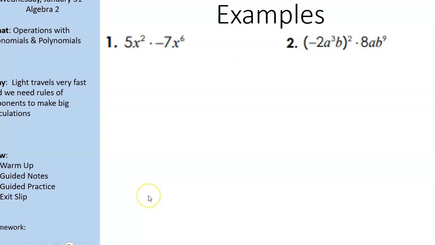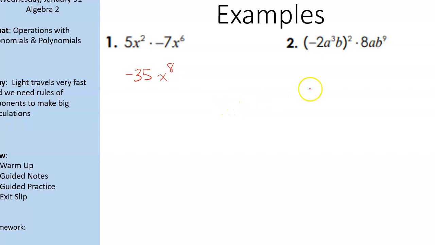So let's do some examples. We have 5x squared times negative 7x to the 6th. 5 times negative 7, we're going to just multiply that like normal, that's negative 35. X squared times x to the 6th, we're multiplying, so we're going to add our powers, so that is x to the 8th. And I can't simplify anything else, and that is my answer.